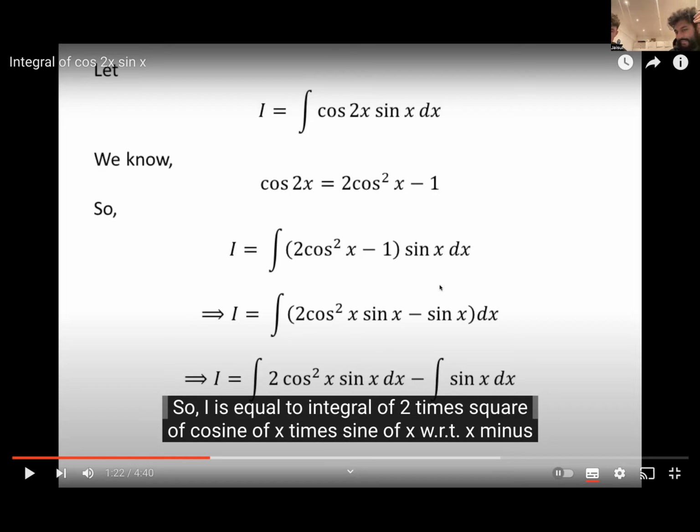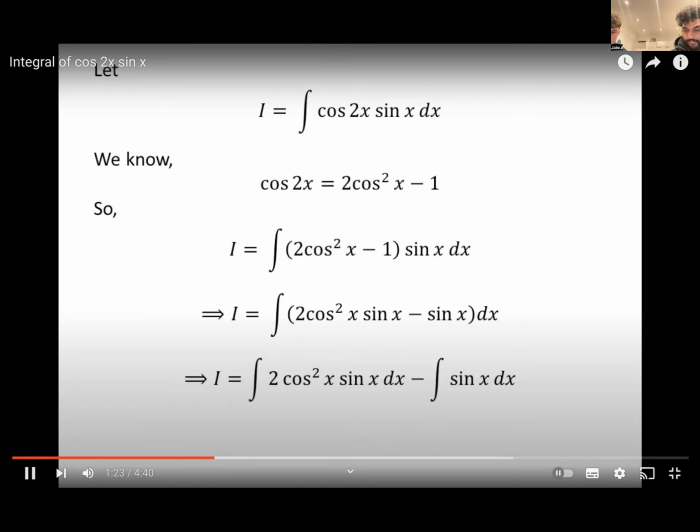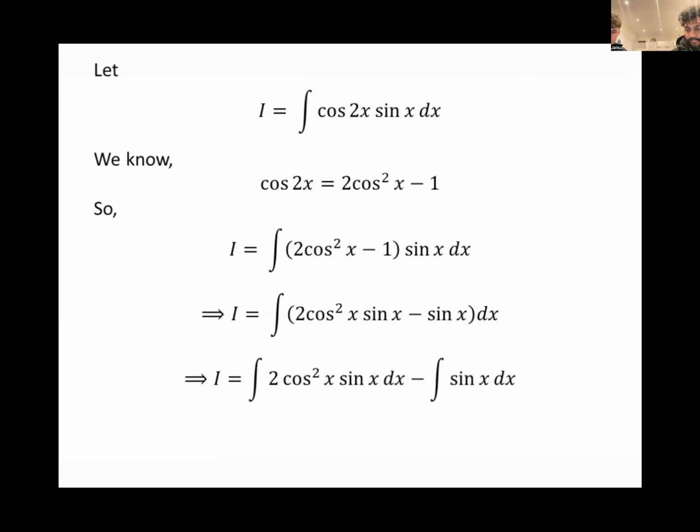So this was a trig identities question. I knew that, but I was stuck. So we used the trig identity, expanded it, and then we have to use substitution for this part. And then that's easy. Alright, so here u is going to be cos x. The integral of 2 times cosine squared of x times sine of x with respect to x, minus the integral of sine of x with respect to x.